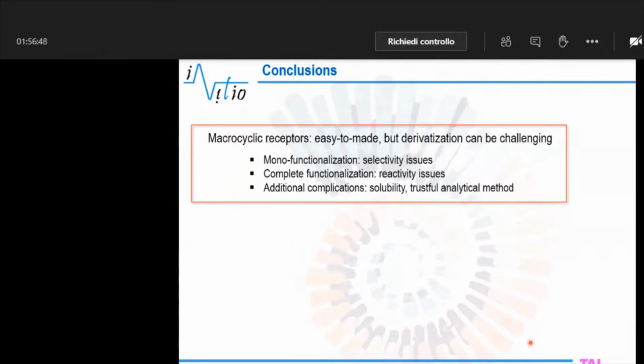With monofunctionalization, we commonly face selectivity issues, how to perform your reaction selectively. For complete functionalization, it also doesn't look like a problem, but you face the so-called reactivity issue, how to get a high yield of your product. And it's always accompanied by additional complications like solubility, and you really have to have a trustworthy analytical method to analyze your reaction outcome.